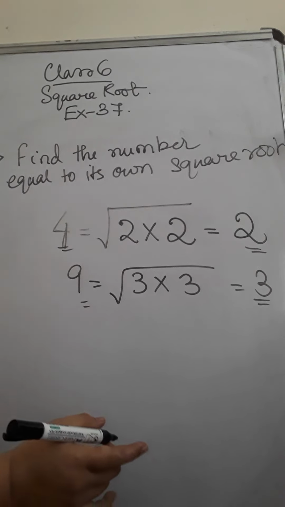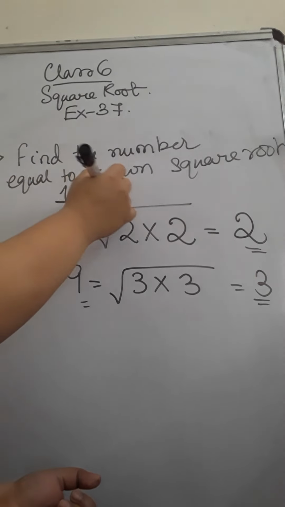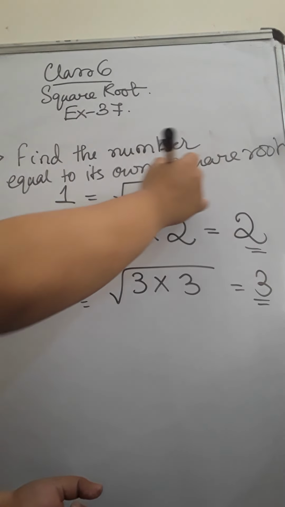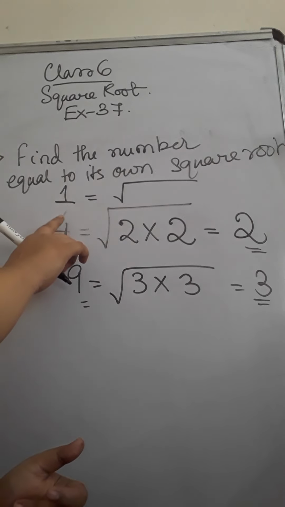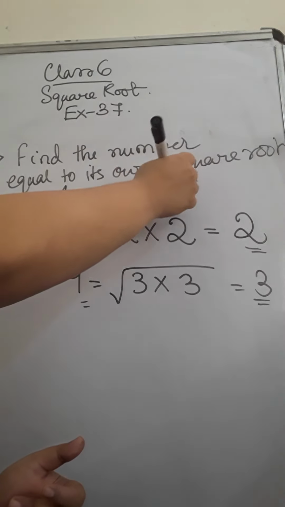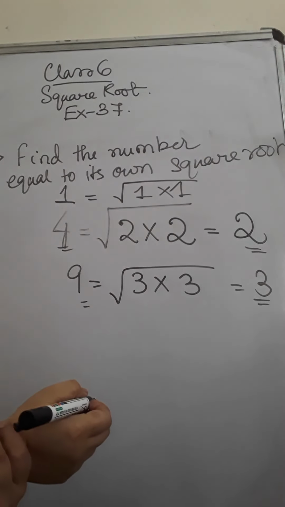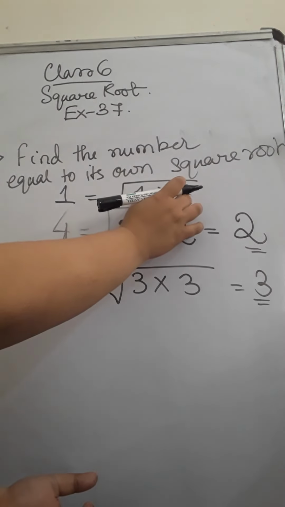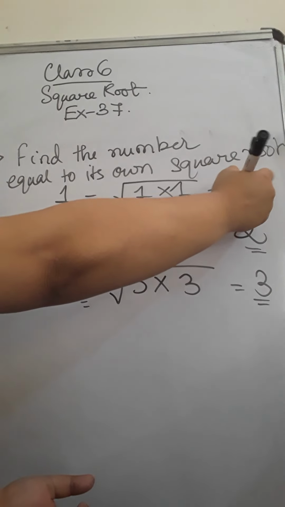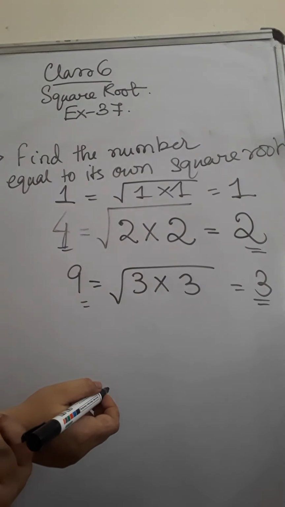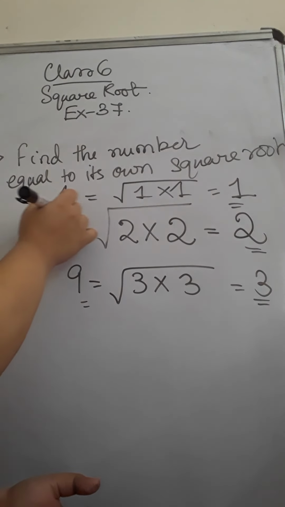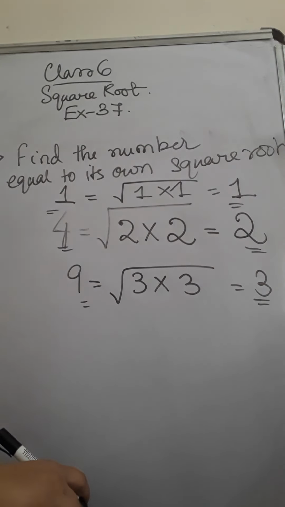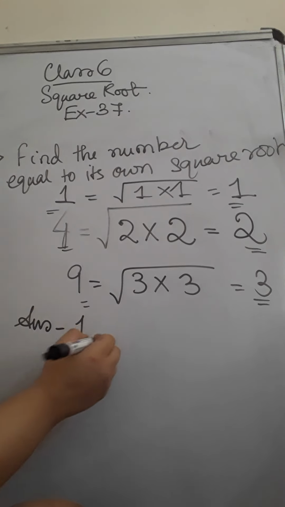Own square root value. For example, if I take 1 and if I want to find the square root, which two numbers multiplication can give me 1? 1 into 1 only can give me 1. And if I take out of the two numbers a single number to take out the square root, I can see the result of square root matches with the number itself. So here also the answer is 1.